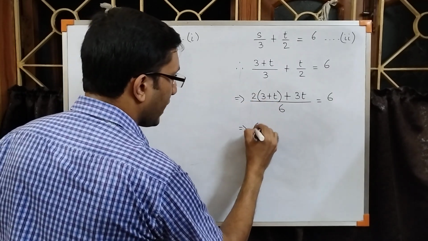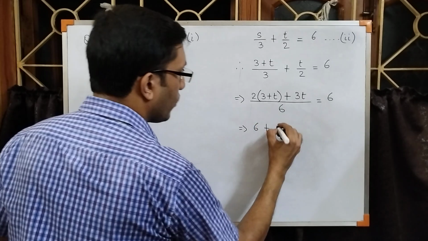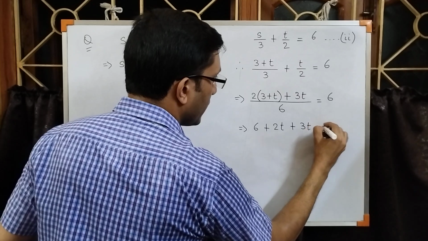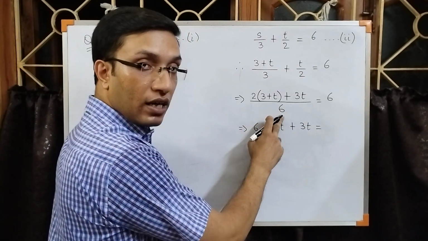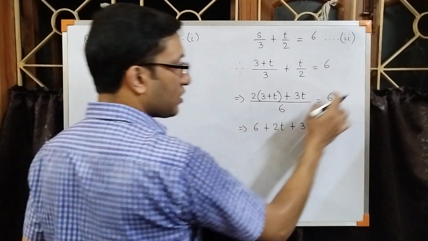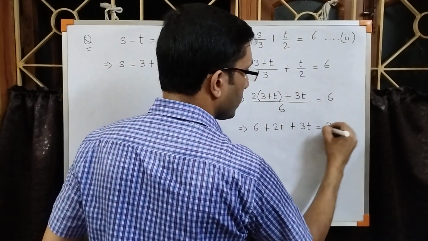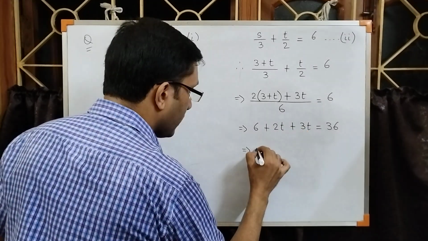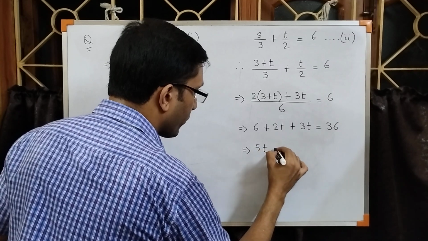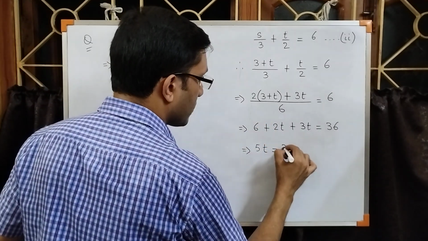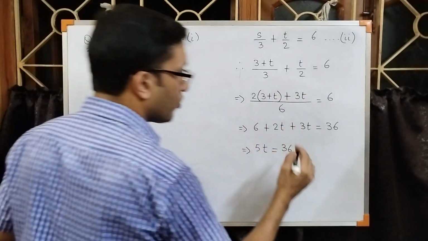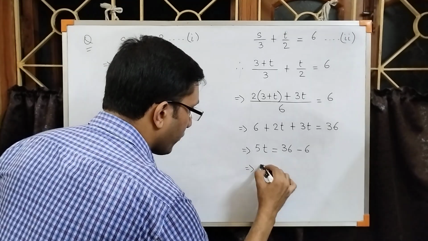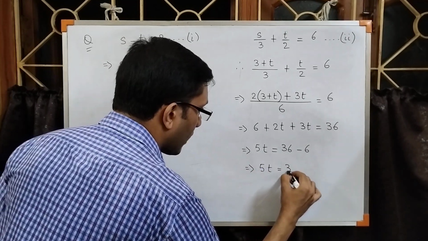So 2 3s are 6 plus 2 into t, that is 2t, plus 3t is equal to, this 6 in the denominator on the left side gets multiplied with this 6, cross multiplication, 6 6s are 36. So 2t plus 3t, that gives us 5t is equal to 36 plus 6 goes to the right side, it becomes minus 6. So we get 5t is equal to 30.